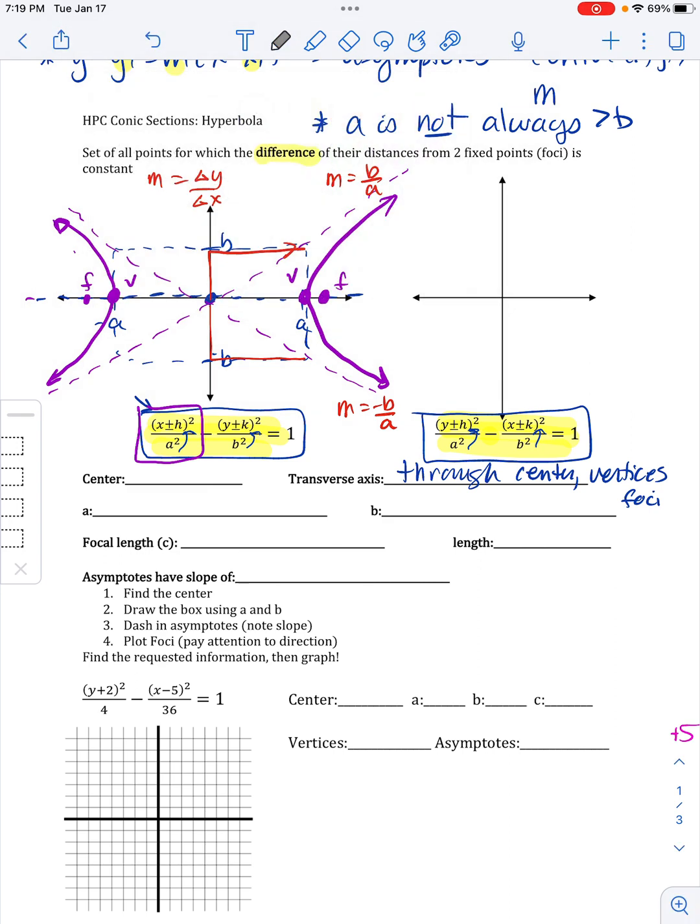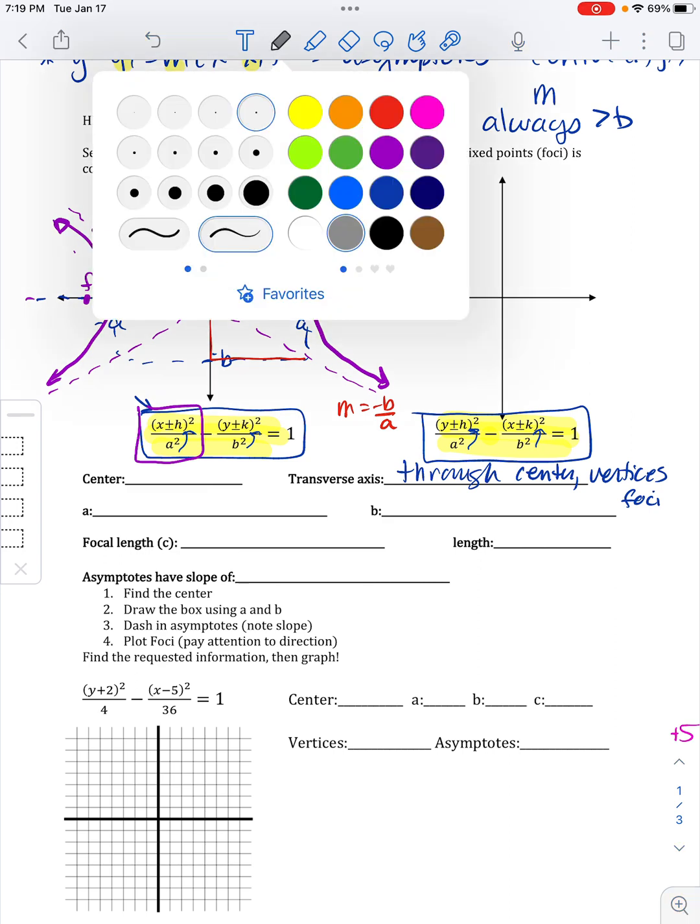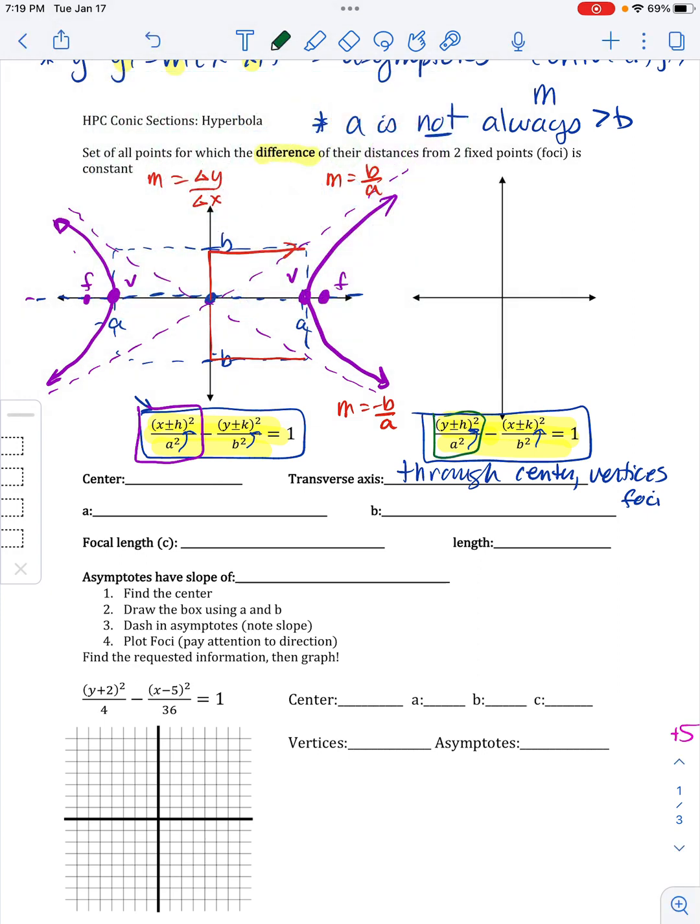Let's build the next one. And the only difference here is that they have the y first. So that means the transverse axis is going to be following in the y direction. You already know the center is going to be the opposite of h and then the opposite of k. And that's true on circles, that's true on ellipses, that's true on hyperbolas. That has not changed. Your a is going to be, you're square rooting what you see.